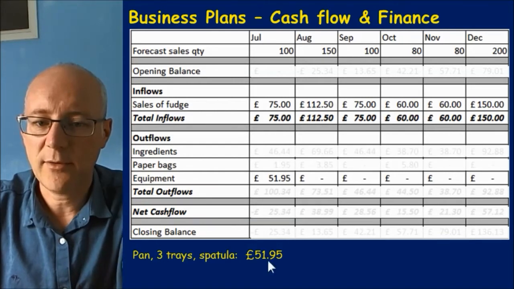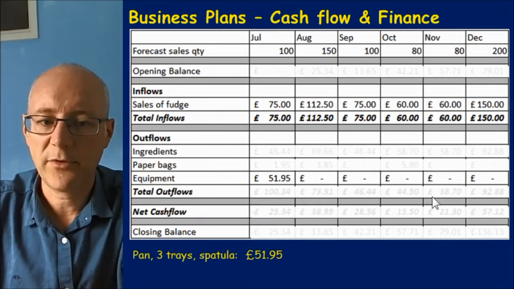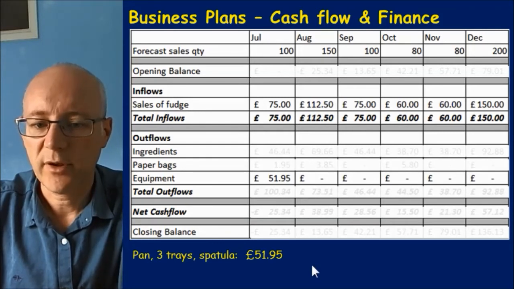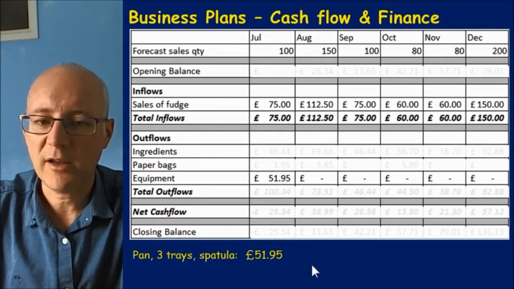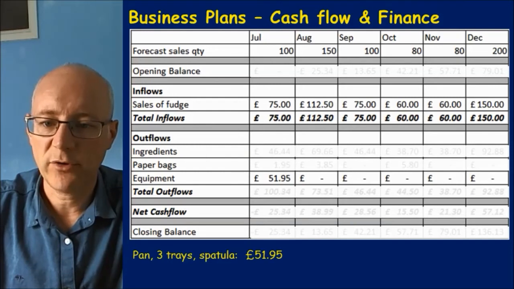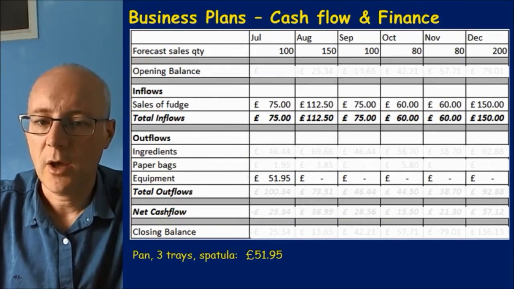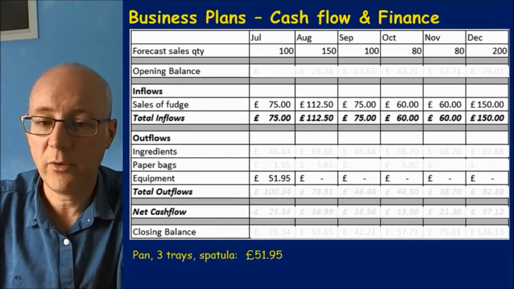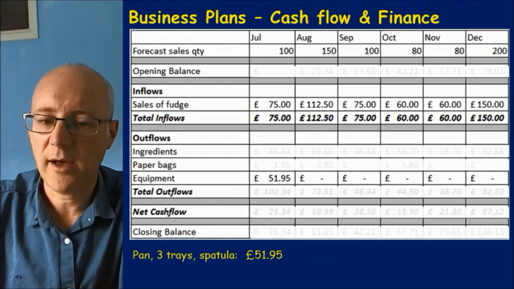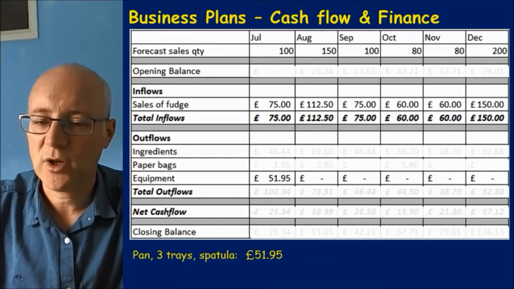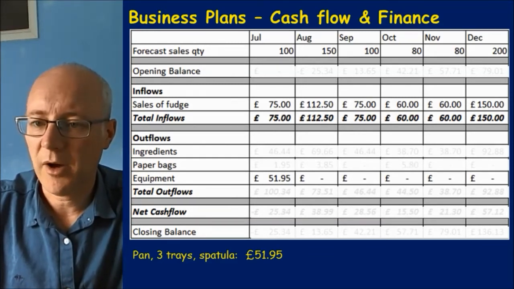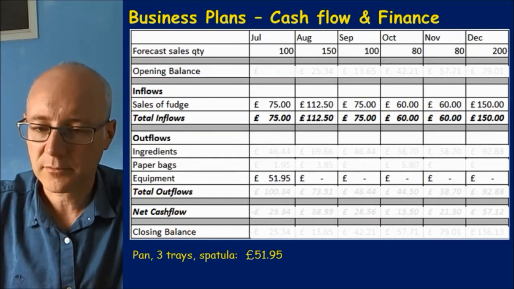And then you can see that throughout the remaining months, I've not got any outflows for equipment. Of course, if I was wanting to increase my production a lot more, I might want to buy more trays later on. Or I could have decided, for example, just to buy 1 tray in July and then buy extra trays in August, but I've decided to buy it all in one go.